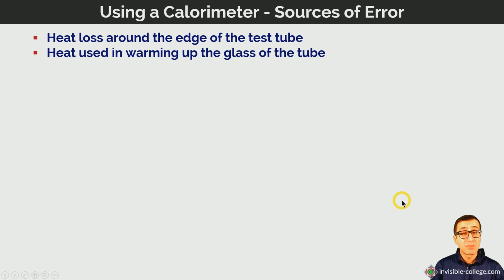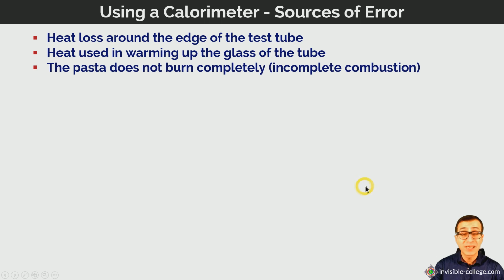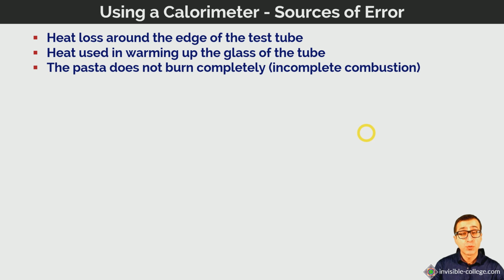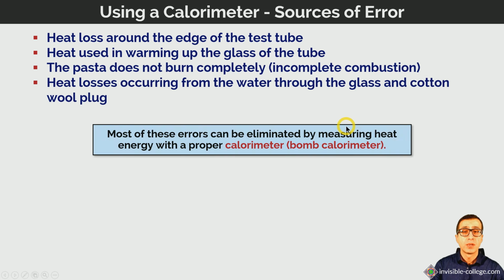There's also the fact that the pasta may not burn completely. You may not have complete combustion, you may have incomplete combustion, which means you haven't actually released all of the chemical potential energy in the fuel. You also have heat losses occurring from the water itself through the glass and the cotton wool plug into the surroundings. Now, these are the kinds of errors that you might expect from that rather simplified experimental setup, which is why in the food industry and also in the laboratory, when we're measuring the energy content by doing combustion, we use a much more precise, much more accurate measuring device called a bomb calorimeter.